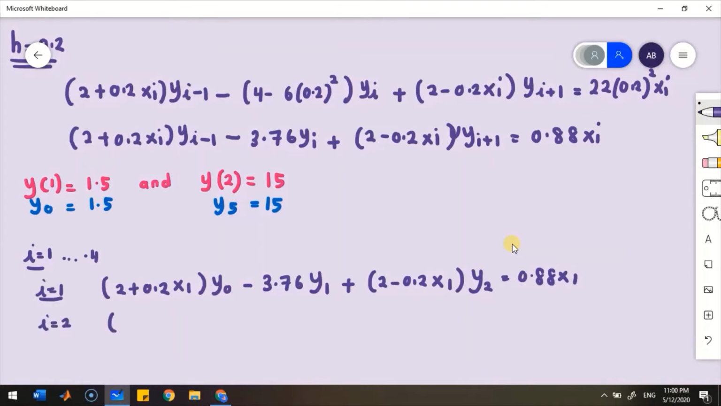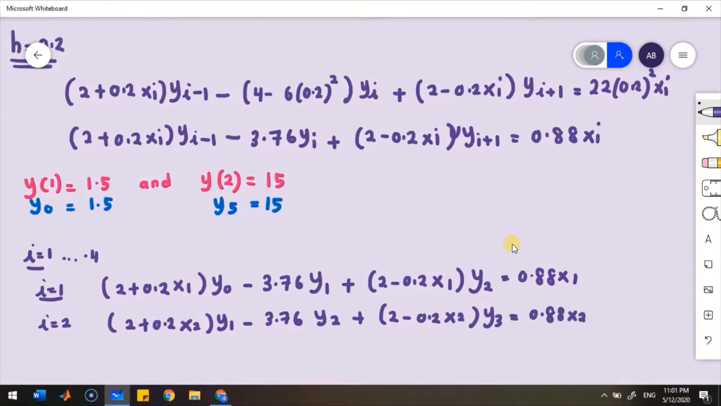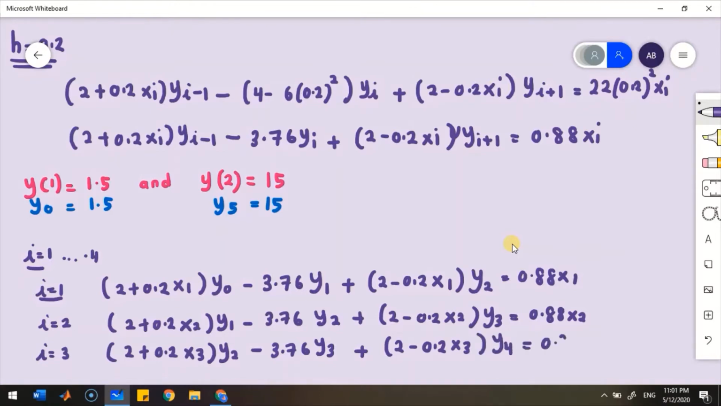Now for i equals to 2, I have 2 plus 0.2 x2 y1 minus 3.76 y2 plus 2 minus 0.2 x2 y3 equals to 0.88 x2. Okay, and then for i equals to 3, 2 plus 0.2 x3 y2 minus 3.76 y3 plus 2 minus 0.2 x3 y4. Okay, you can see the pattern here. You can see the pattern where I have y0, y1, y2, y1, y2, y3, y2, y3, y4, x1, x2, x3.